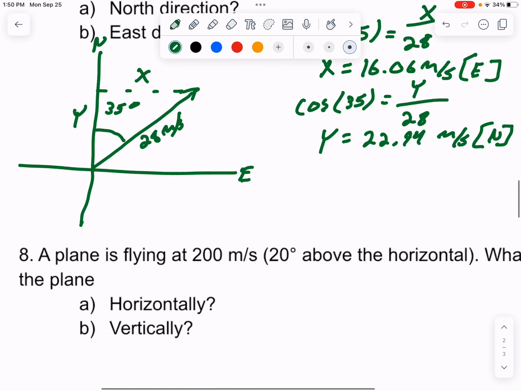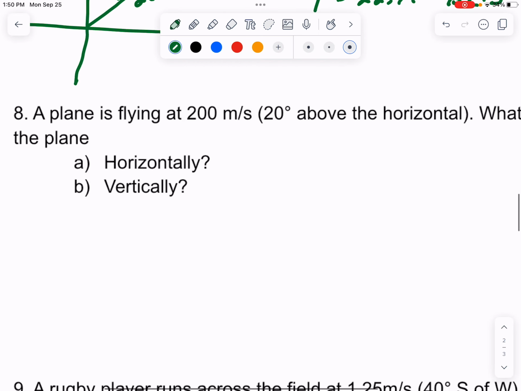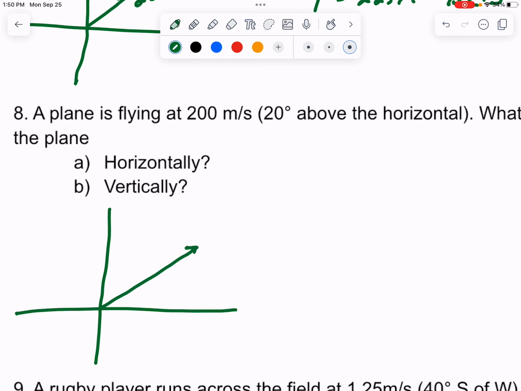north. Okay, number 8. The plane is flying 200 meters per second at 20 degrees above the horizontal. So when you draw this, when it says above the horizontal, that just means above the x-axis. So you can go this way if you want to, you can go this way if you want to. Honestly, it doesn't matter as long as you're above the x-axis. I always just go right.